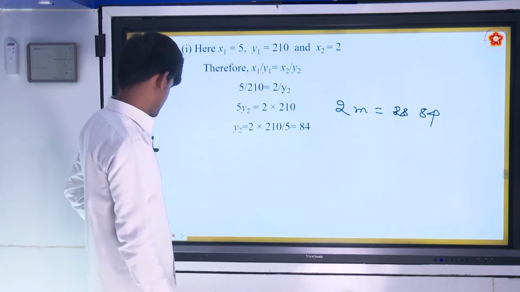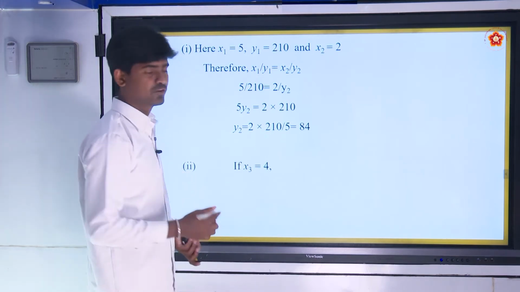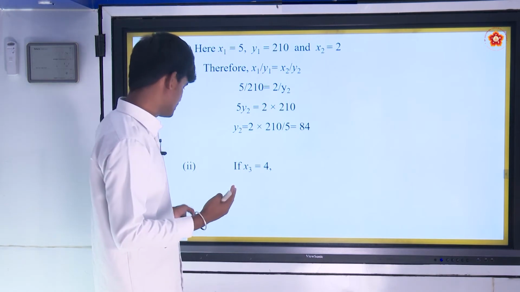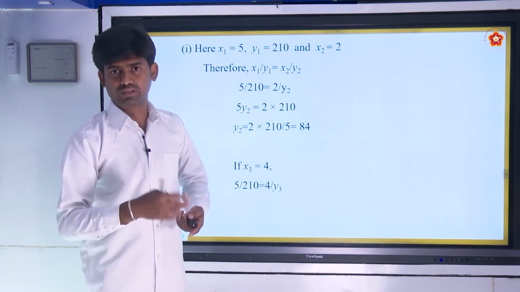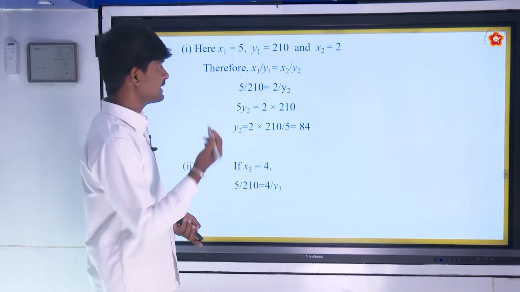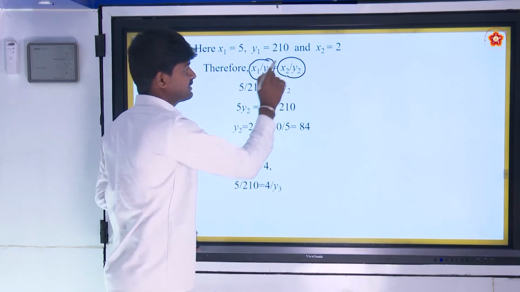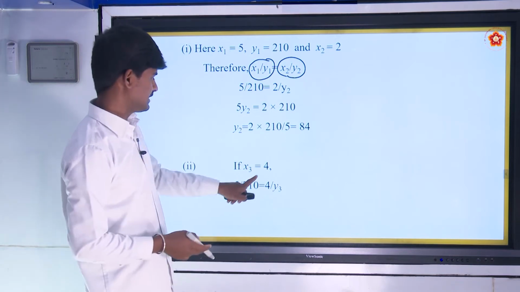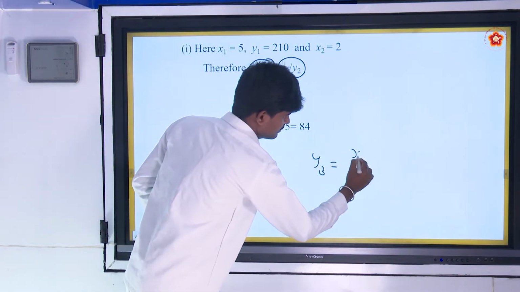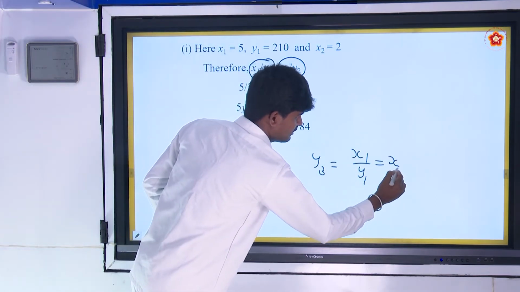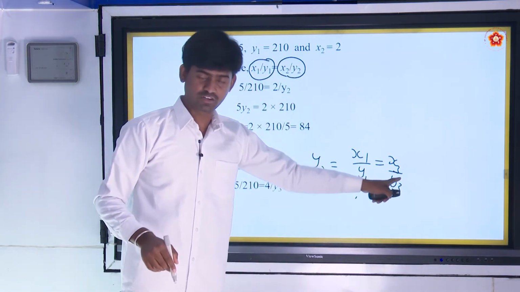Next, x3 is equal to 4, they are given, for the 4 meter cloth. How much is the cost for the 4 meter of that cloth? Same formula. x1 divided by y1 is equal to x2 divided by y2. But here what we have changed? x3 is given, we have to calculate y3. So we write x3 divided by y3.